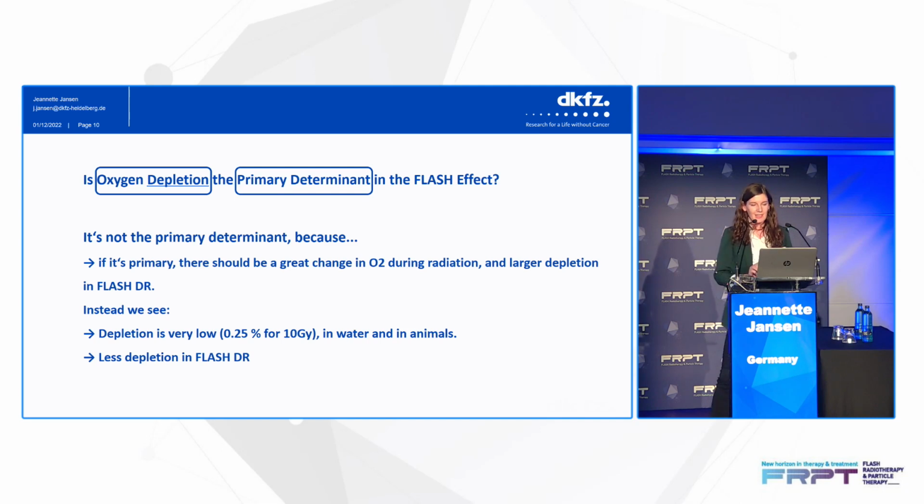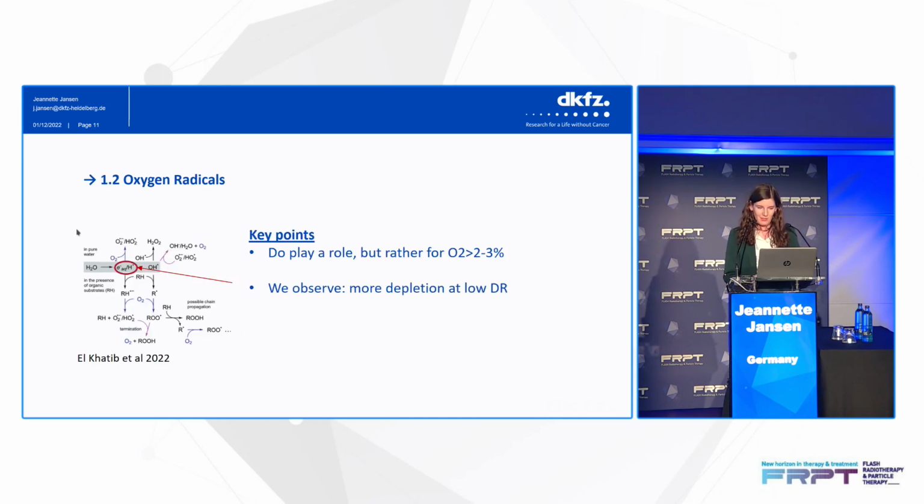So I want to ask not if oxygen is the primary determinant effect, but is oxygen depletion the primary determinant in the flash effect? And I can clearly say it's not primary because there should be a great change in that case, and we don't see it. We only see a small change in depletion. We only see a small change in oxygen for 10 gray, for example, which does not make any sense to translate to some clinical conditions. For example, when we have 10 gray radiation, we only reduce O2 by such a small amount that radiation-induced hypoxia cannot really play a role. Also, we see less depletion in flash.